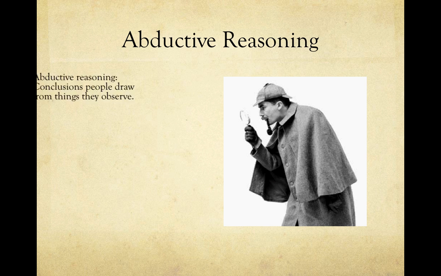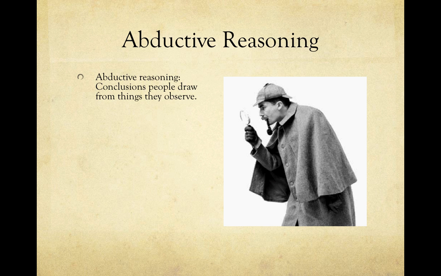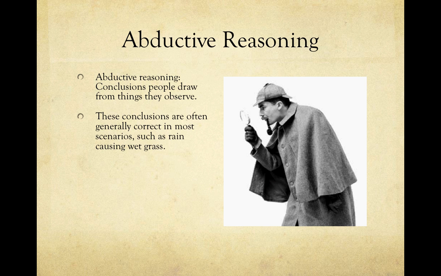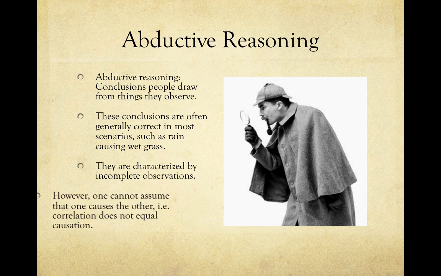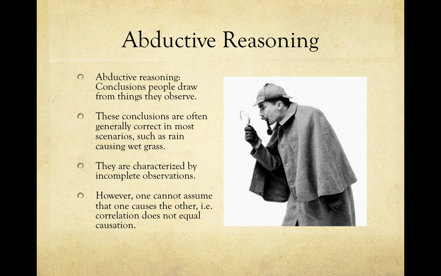Abductive reasoning. Abductive reasoning is when people draw conclusions from things that they observe. These conclusions are often generally correct in most scenarios, such as rain causing wet grass. They are characterized, however, by incomplete observations. And one cannot assume that one thing causes the other. That is, correlation does not equal causation. These are quick decisions made about causation based on our sensory input.